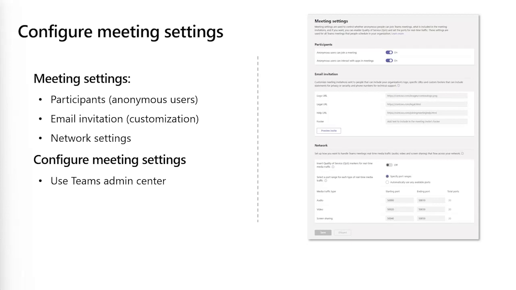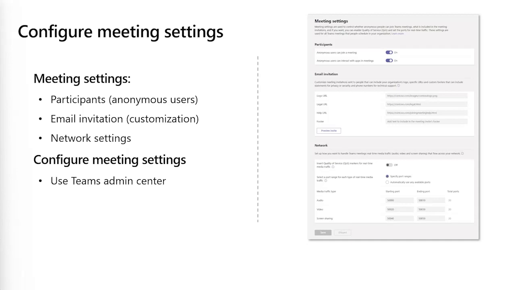For participants and guests, can anonymous people start a meeting? And who has presenter rights in meetings? Could be everyone, for example. That could get chaotic. Do you want to automatically admit people? If so, just people in your organization or guests too? Or do you want them to wait in the lobby and then someone has to manually let those people in?